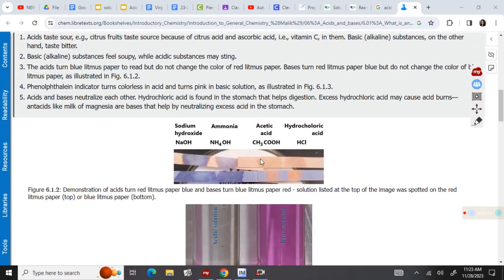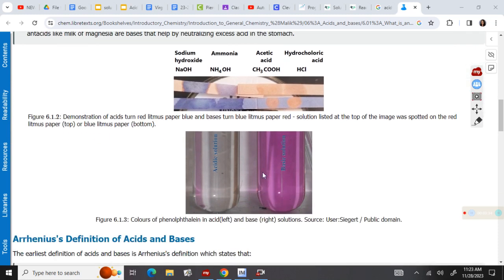This is an example of litmus paper. And here you see red litmus paper has been put into a base and it's turned blue. Blue litmus paper stays blue in a base. In an acid like vinegar, hydrochloric acid, a red litmus paper will stay red and a blue one will turn a red color. You can tell that this is phenolphthalein because when it's hot pink, we put it in a basic solution, and when it is clear, we have an acidic solution.